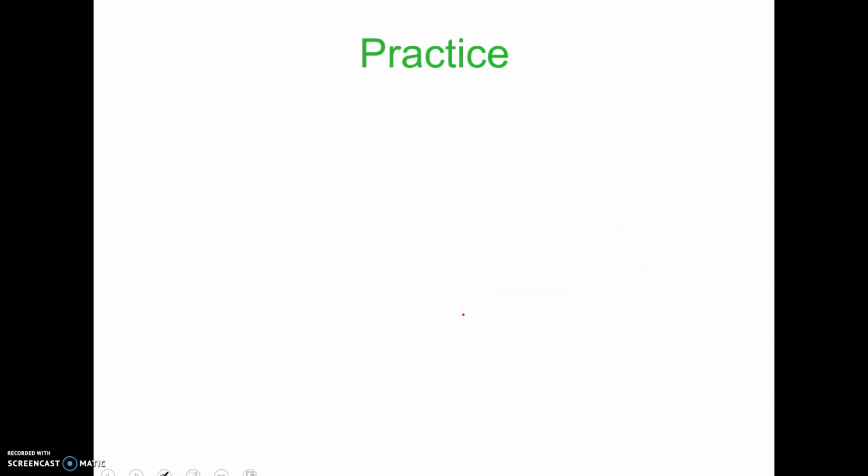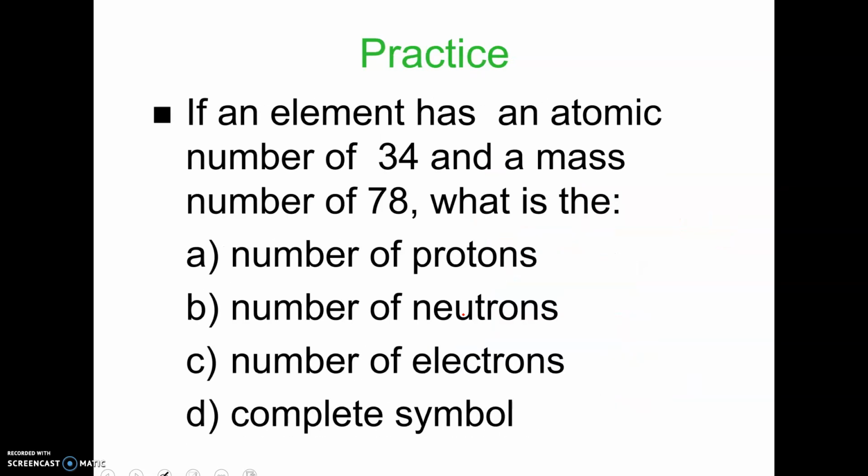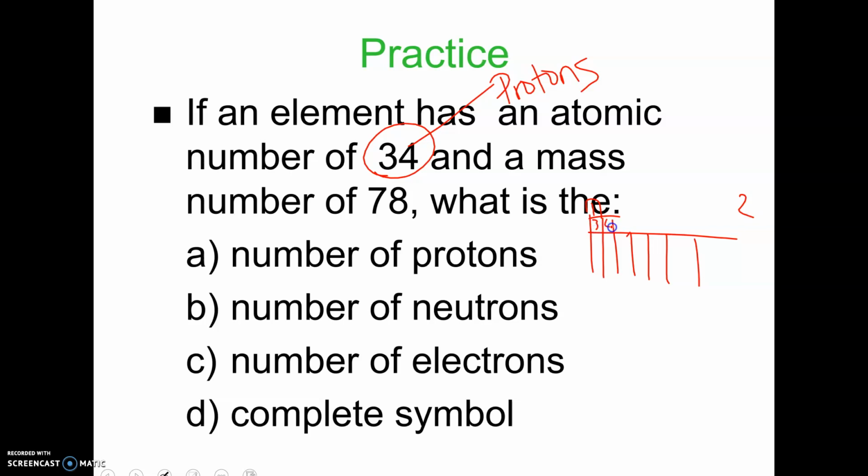All right, so for practice, here's the second one. An element has an atomic number of 34. So we can find it on the periodic table. This is going to be the number of protons it has. On the periodic table, in the boxes, this is going to be 1, and then 2's over here, and then 3, 4, etc. The number in the box, the top number, tells us what element it is.